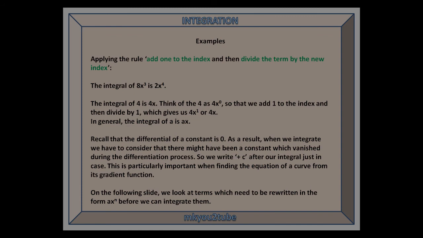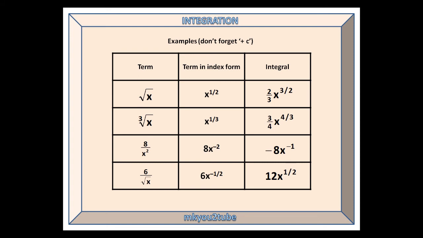On the following slide, we look at terms which need to be rewritten in the form ax to the n before we can integrate them. The square root of x is x to the half, and the cube root of x is x to the third. 8 over x squared is the same as 8x to the minus 2, and 6 over root x is the same as 6x to the minus a half. Once each term is written in index notation, we can apply the rule. Don't forget the plus c.